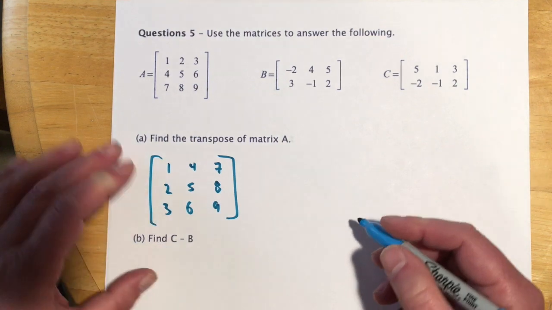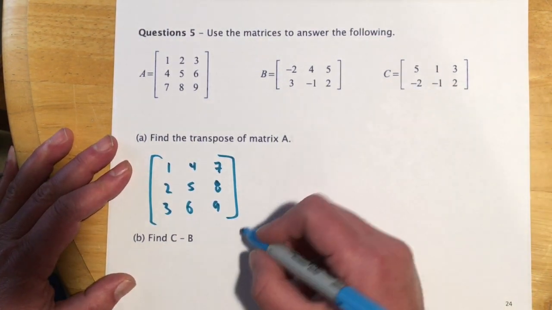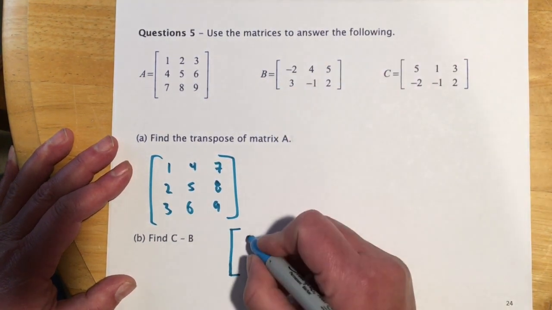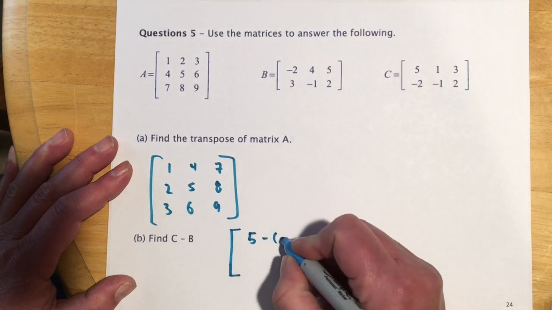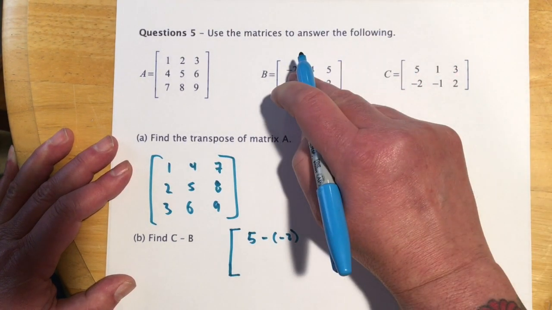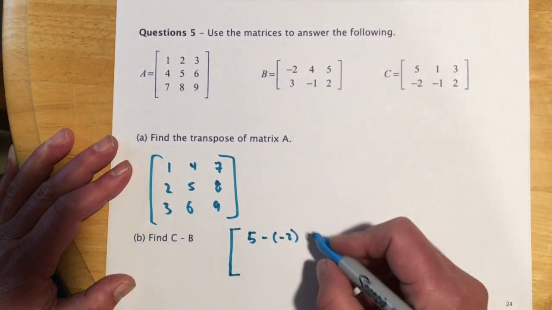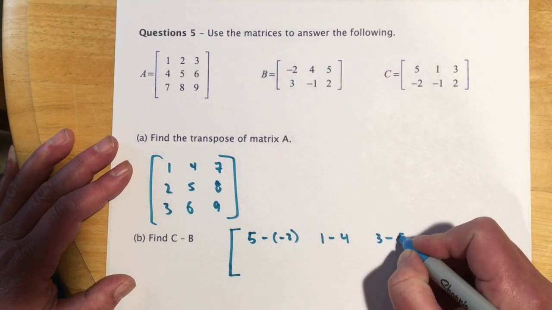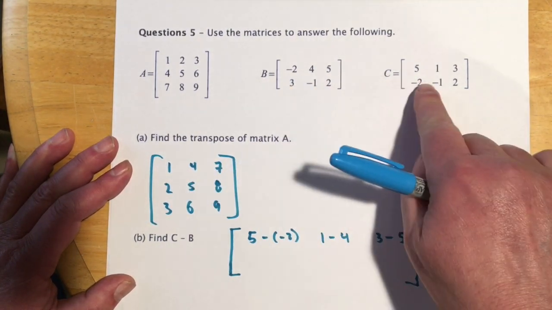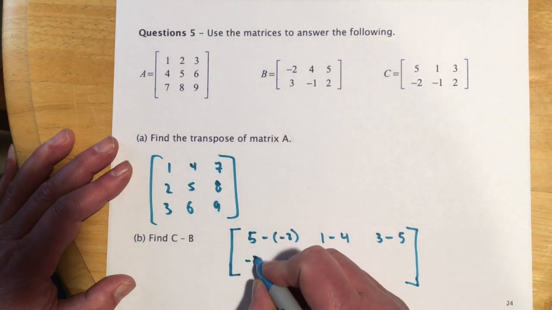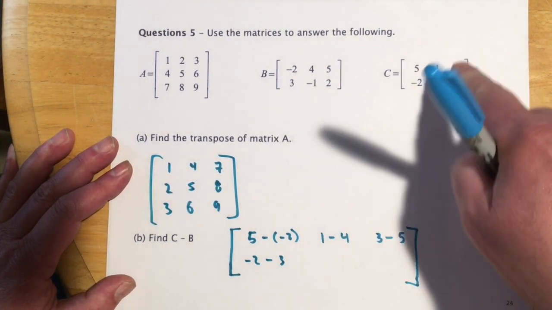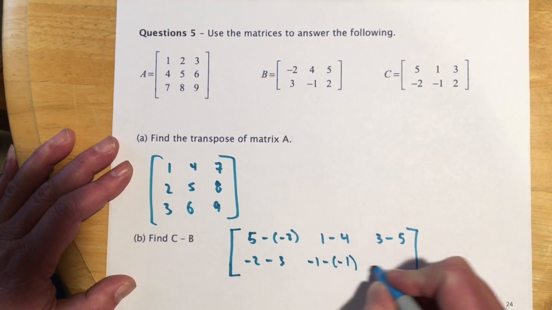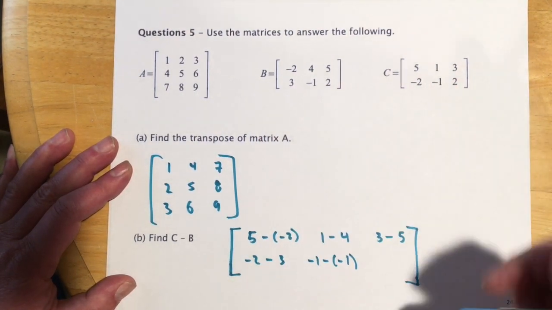Find C minus B. So I'm going to write it out one more time. With subtracting, we do have to be a little bit more careful with our signs. So let me just show it this one more time. So 5 minus -2, and then 1 minus 4, and then 3 minus 5. And then here we're going -2 minus 3. And then -1 minus -1, and 2 minus 2.